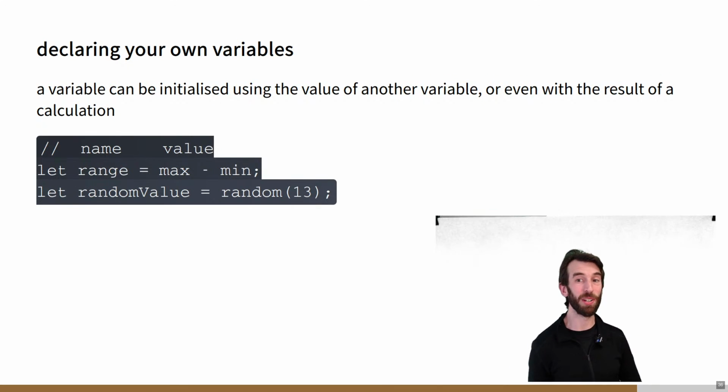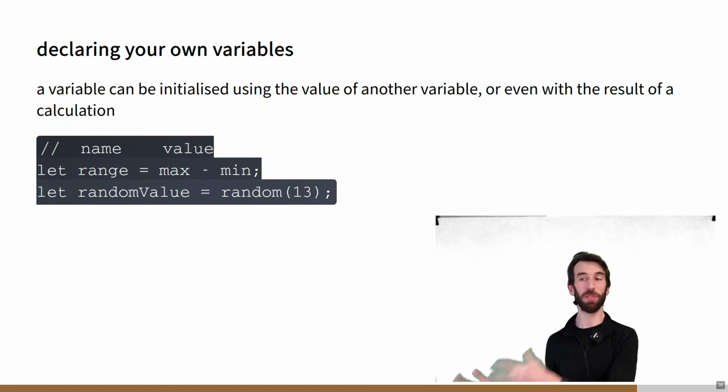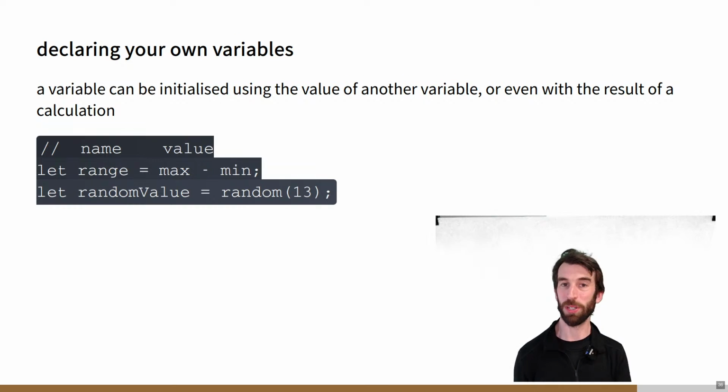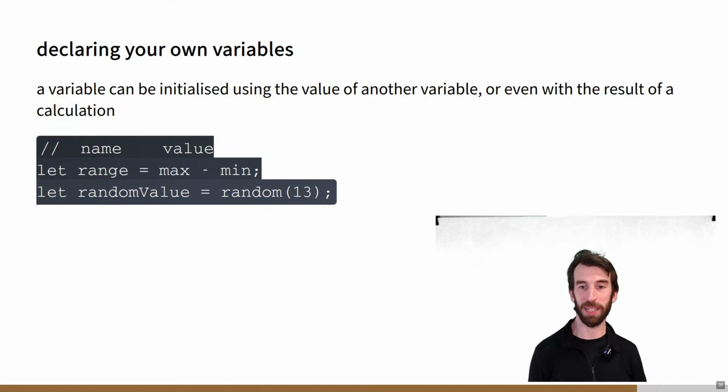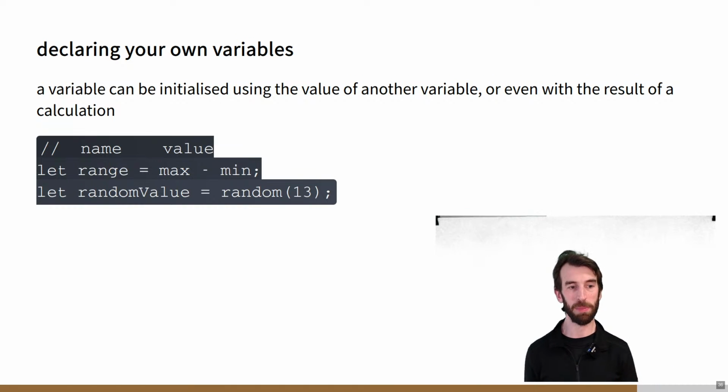You can also initialize variables using the value of another variable, or even with the result of a calculation. So if we've already got max and min as variables, then we can say let range equal max minus min.